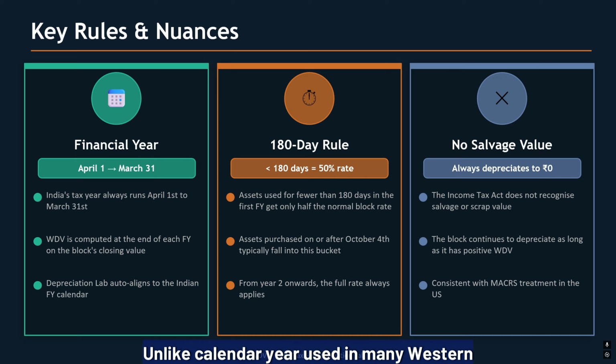Unlike the calendar year used in many Western countries, India's tax financial year runs from April 1st to March 31st. This might seem obvious if you are based in India and already familiar with it, but for anyone dealing with cross-border accounting or setting up WDV in software, that is the first thing to configure correctly.